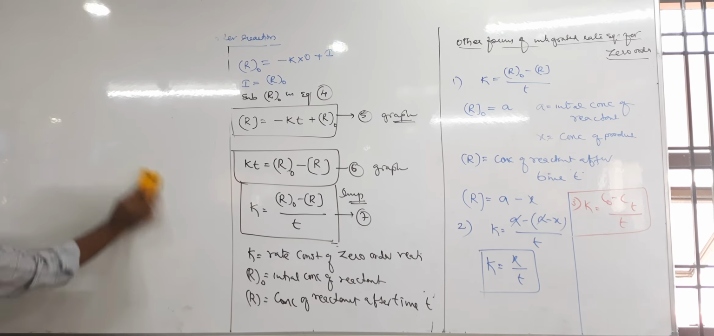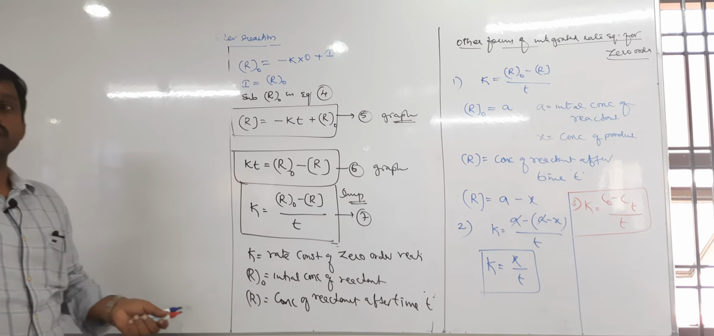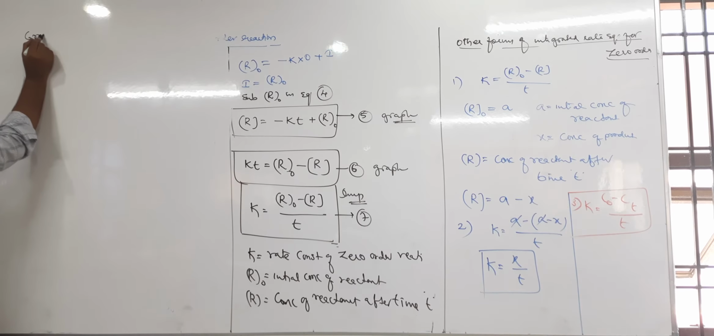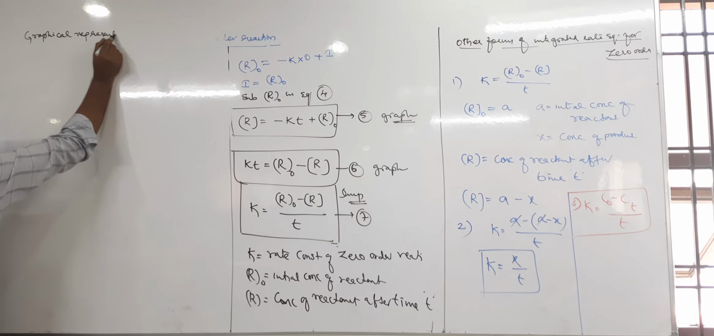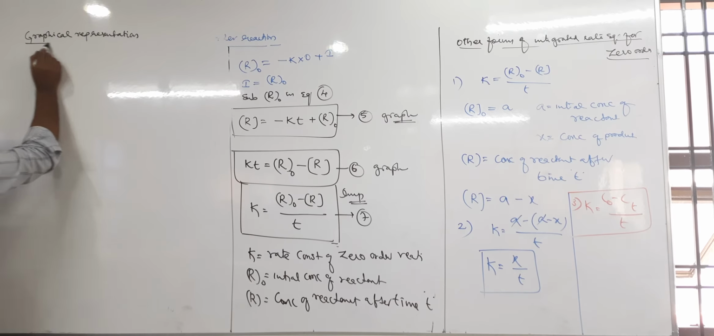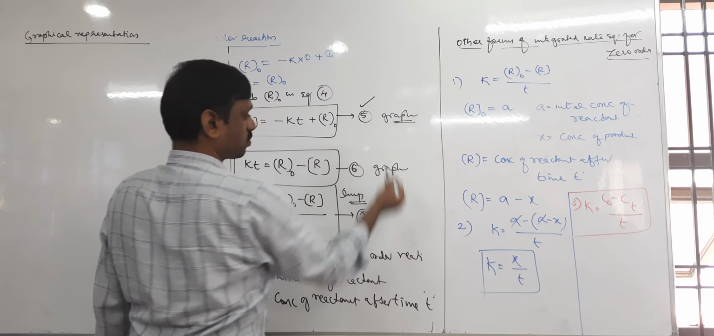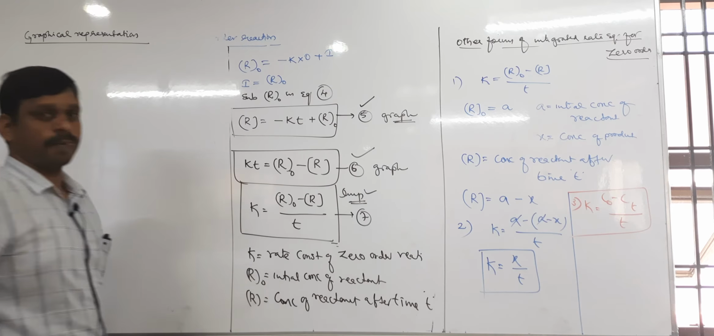Now let's see the graph. So what is the graphical representation of zero order reaction? Based on the graph, questions can be expected from this topic. Questions based on graphs have come previously. So let's see the graphical representation of zero order reaction. You can plot the graph on equation 5. You can also plot the graph on equation 6, even 7 also. Okay, let's see one by one.